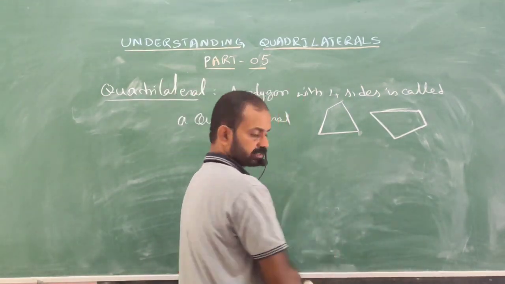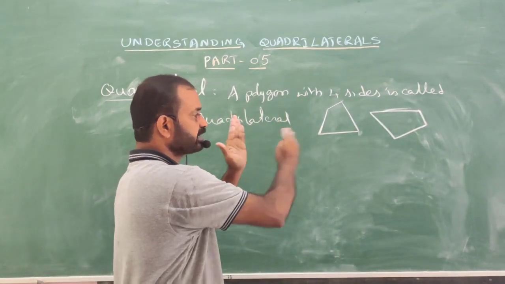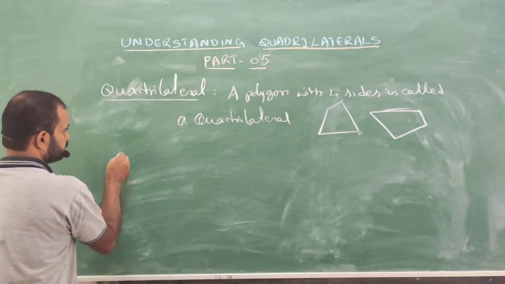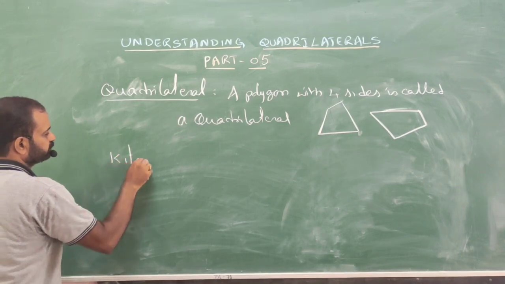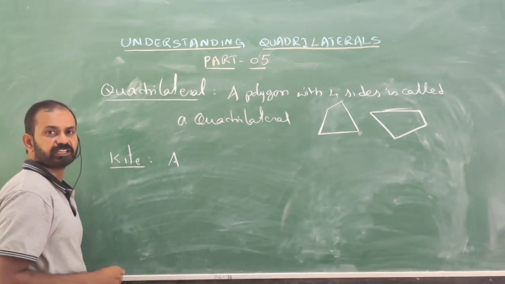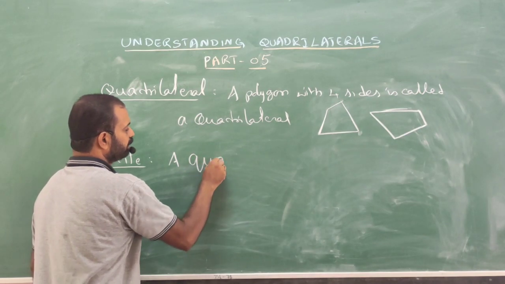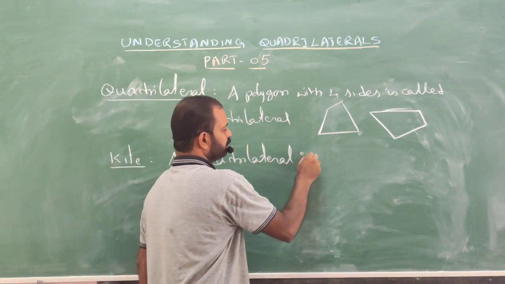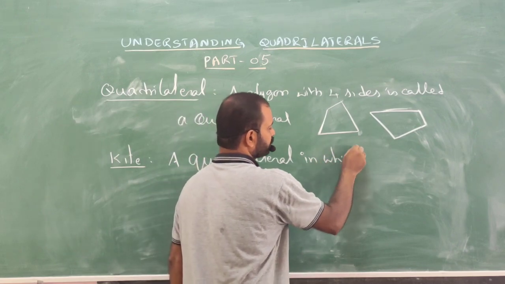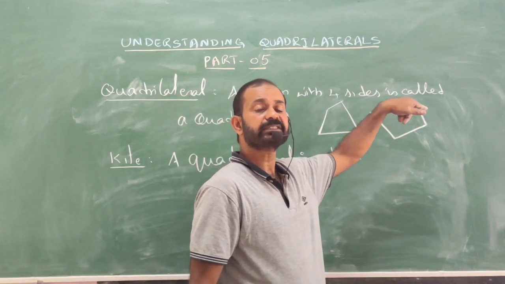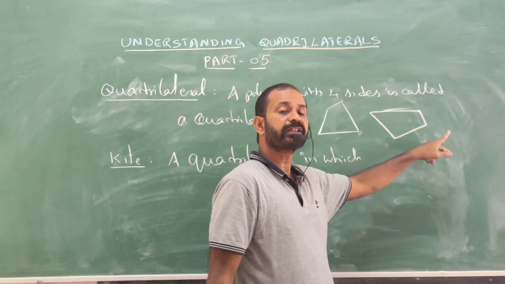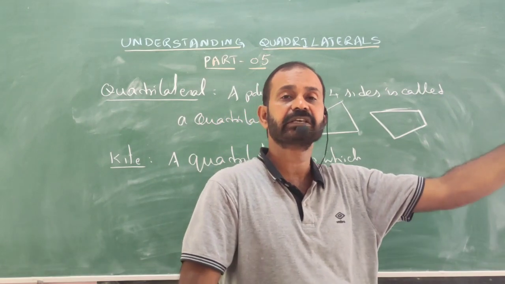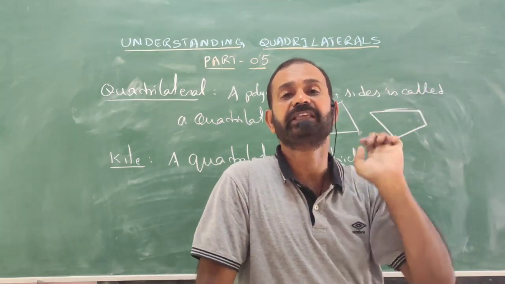Next one is this quadrilateral, which is categorized as a kite. Now what is a kite? Let me say it. A kite is a quadrilateral in which two pairs of, or you can say two distinct consecutive pairs of sides are equal.